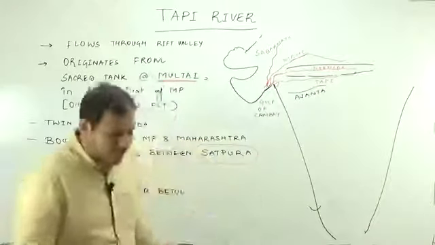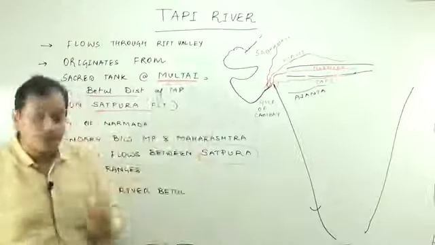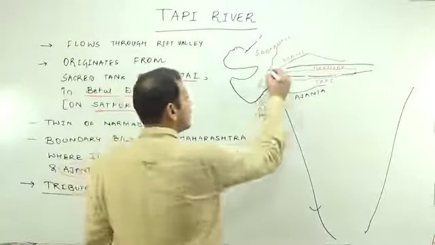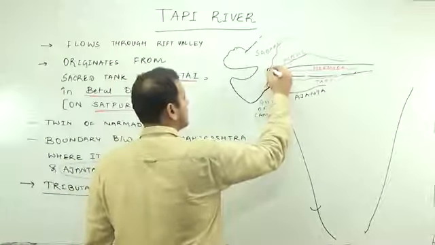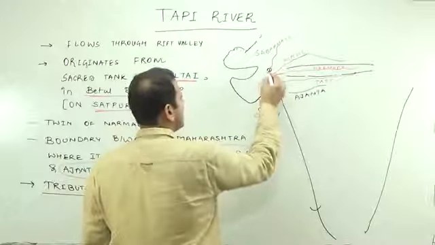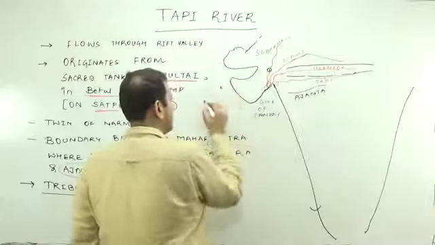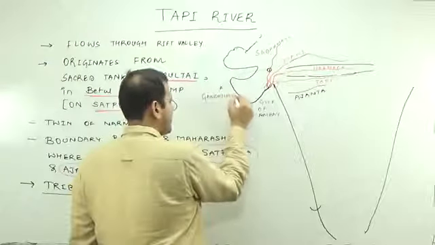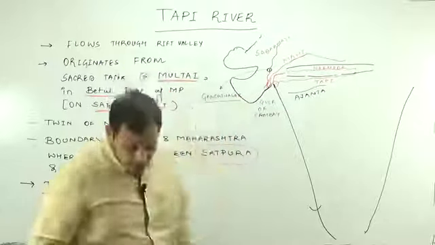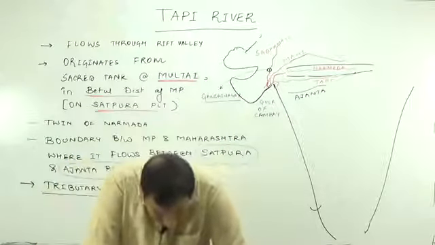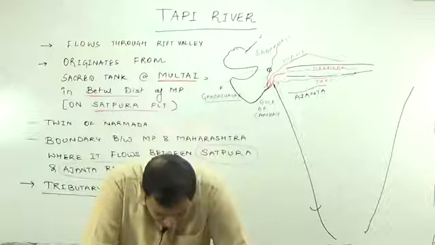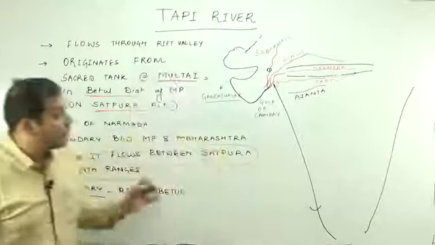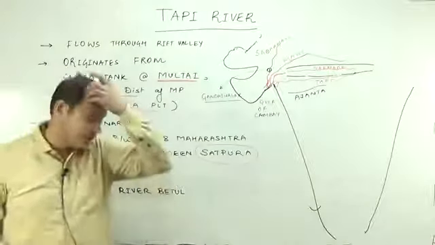The capital of Gujarat is Gandhinagar. On which river is Gandhinagar located? Gandhinagar is located on River Sabarmati. So this is the important city, important town you remember about Tapi and the Sabarmati.